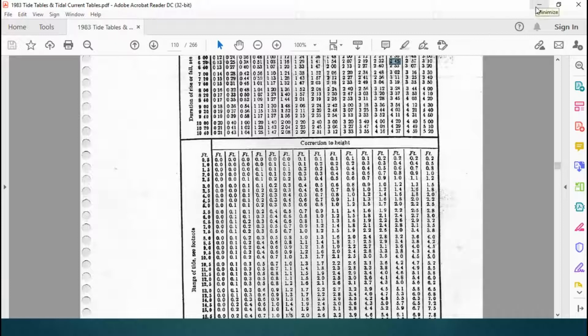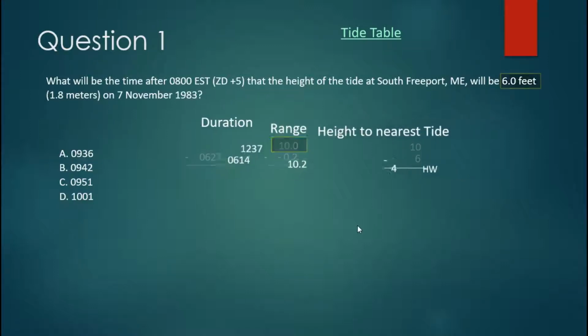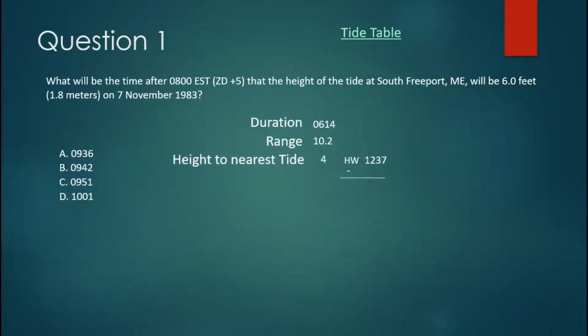So let's go back to our scratch paper here. Now since we're working from high water, and our high water was at 1237 and our low water was at 0623, we're working backwards, so we're going to subtract that correction of 2 hours and 45 minutes. It's going to give us a time of 9:52, which is really close to that C answer, which is 9:51. And that's the way you do this one.